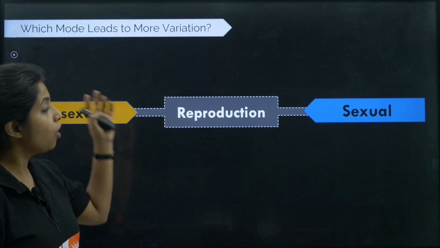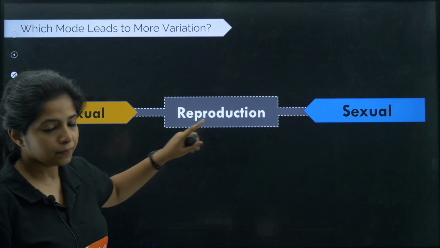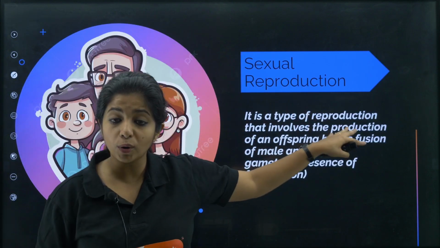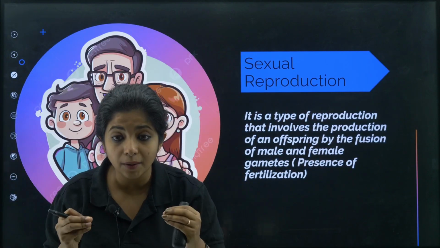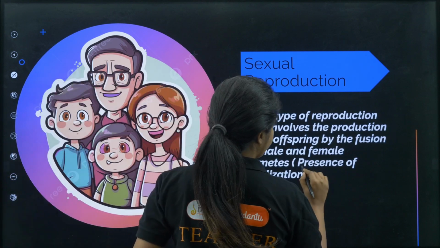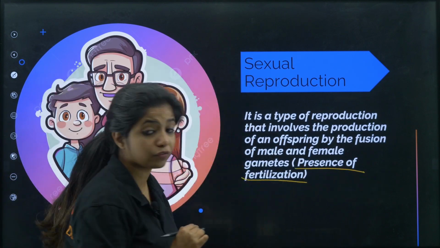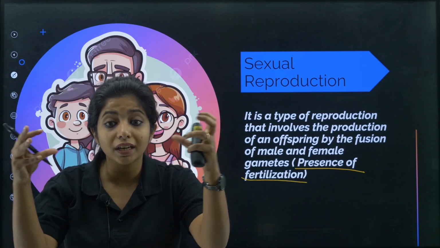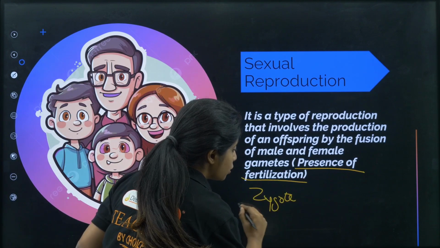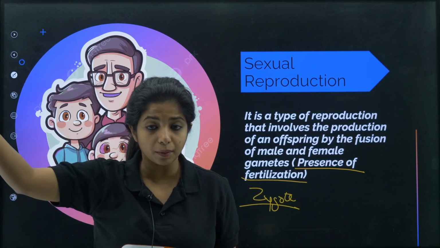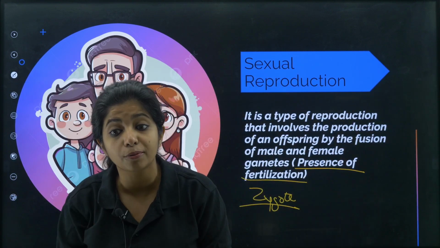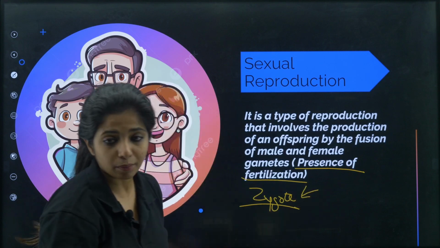So which mode of reproduction leads to more amount of variation? Okay, so you have sexual mode, you have asexual mode. You have to tell me. Basically in sexual mode, what is happening? Two different parents are coming together. There is fusion of gametes, my dear children. Very important point. There is presence of fertilization. That means there is fusion of gametes. The sperm and the egg are coming together to form something that is known as what? A zygote. The sperm is carrying what? The father's genetic material. The egg is carrying what? The mother's genetic material. Both of them are coming together in the progeny, in the zygote, my dear children.